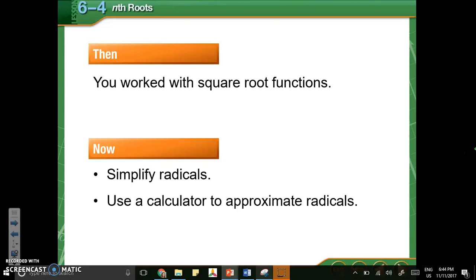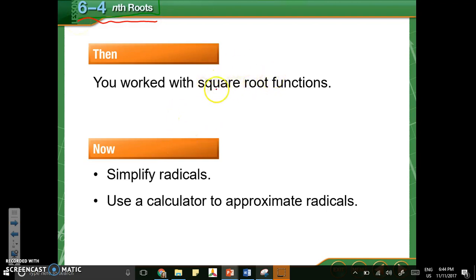All right, guys, it is time for section 6.4, nth roots, and we are extending what we know about square roots to talk about things like cube roots, fourth roots, fifth roots, sixth roots, and so on. So this is an important section.